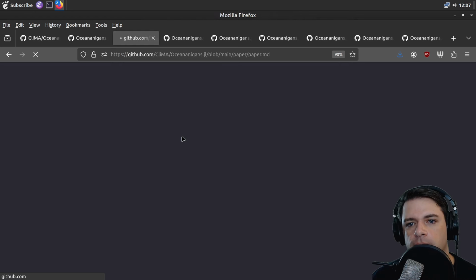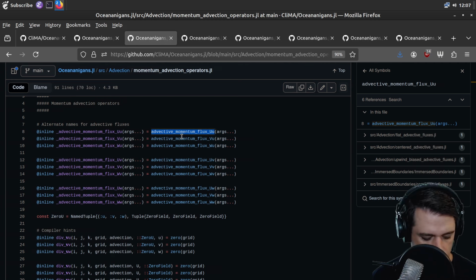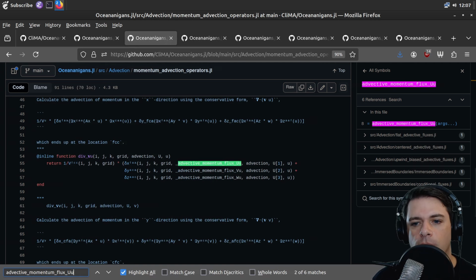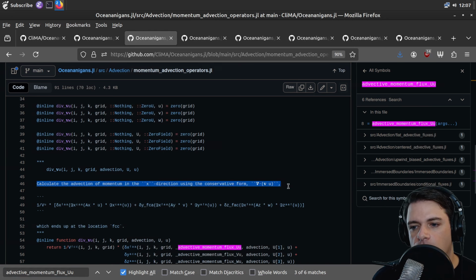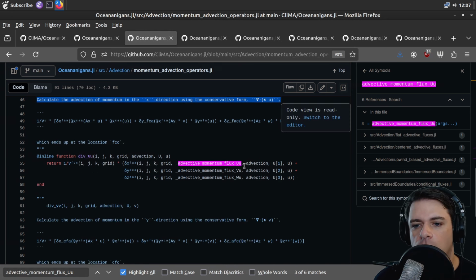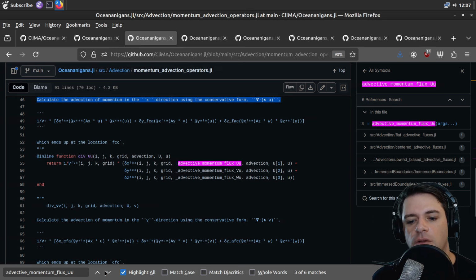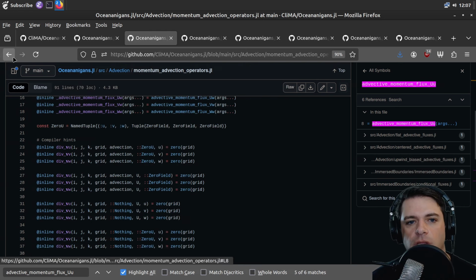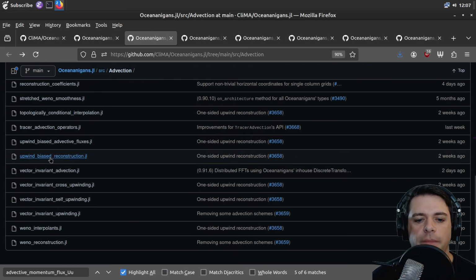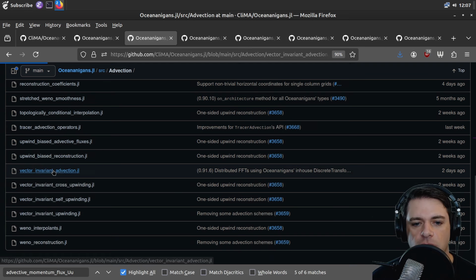Here's div VU. Calculate the advection of momentum in the x direction using the conservative form this. Okay. So this is calling the underscored version. I don't know where the non-underscored version is. But I just don't know anything about Julia. So this looks good to me. If I knew Julia, I think this looks really clean.